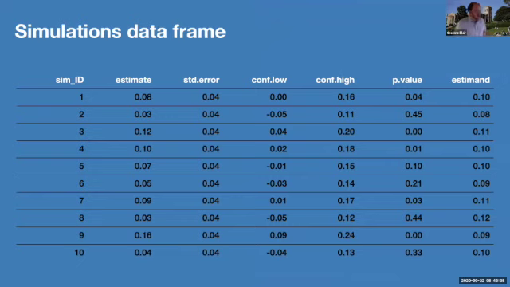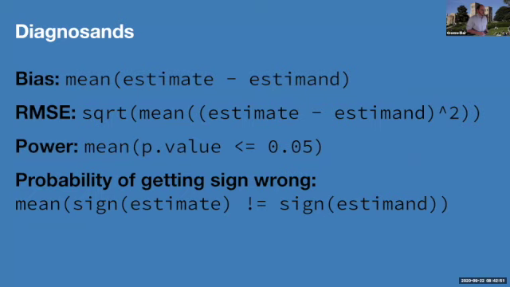So from that, we get a data frame of simulations. We get a data frame of estimates, standard errors, the lower bounds of the confidence intervals, the upper bounds of the confidence intervals, p-values, and the estimands. And then it's just a data set. And so we can summarize that data set. So we can calculate what we call Diagnosands, which are just summaries of these diagnostic statistics, or summaries across these runs of the simulation. So we can calculate bias.